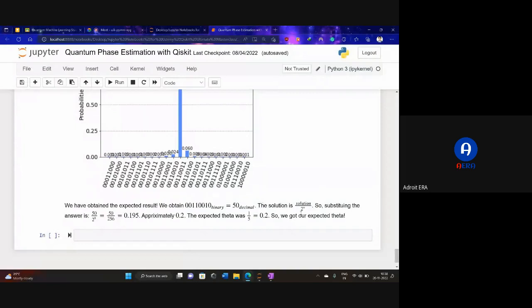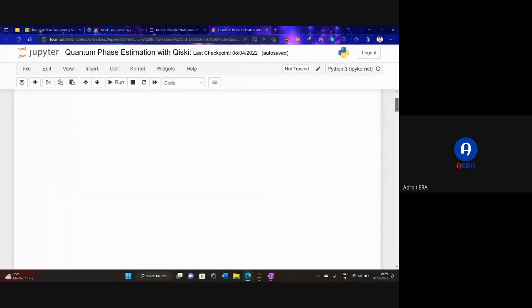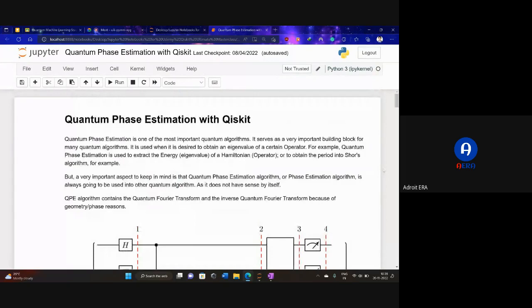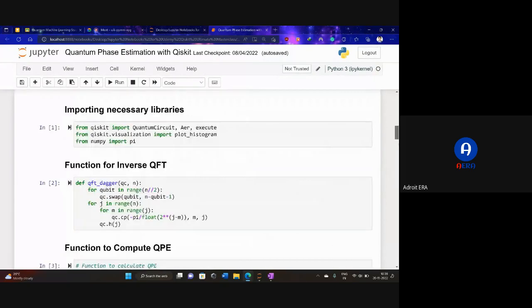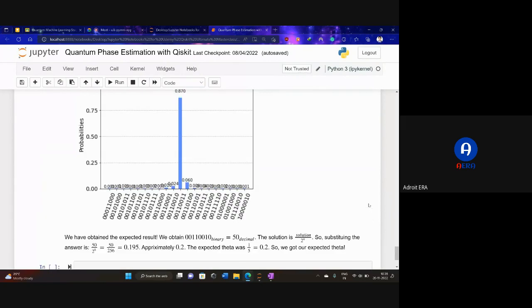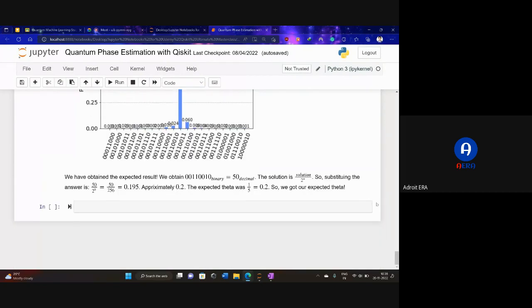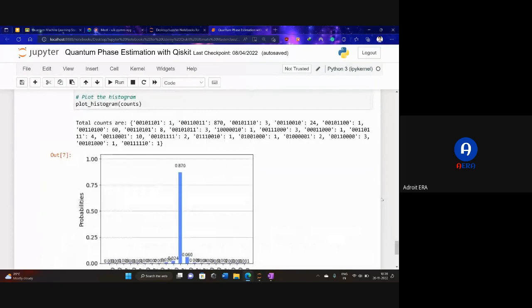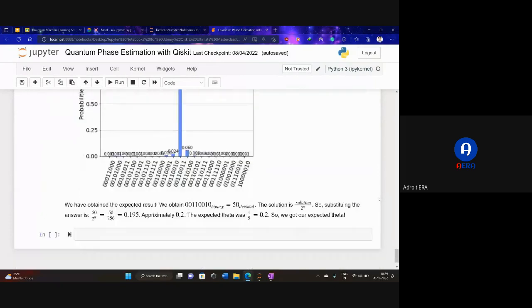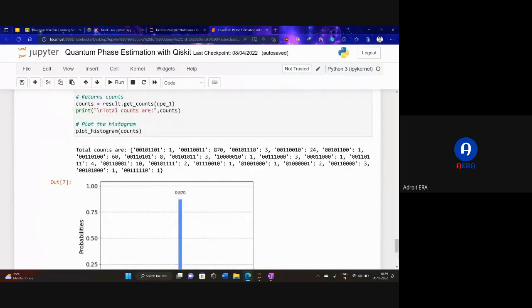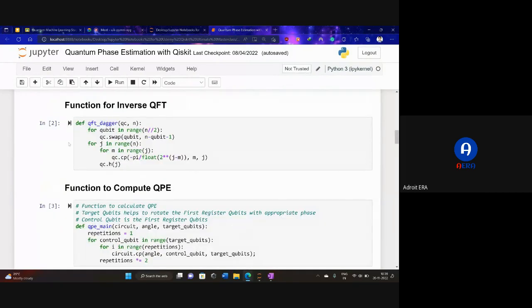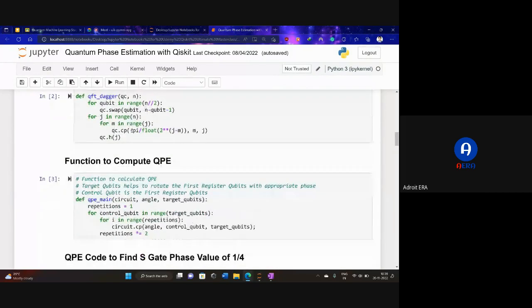And as you can see, this is a generalizable code. So now you can utilize this code to estimate other values of theta and play around with this tutorial to gain much more knowledge. So with this, we conclude QPE, and the code is very straightforward. The only thing you need to remember is the inverse QFT, which we have studied previously, and the function to compute QPE. That's it. This function is according to the circuit which we have seen in the theory lectures.